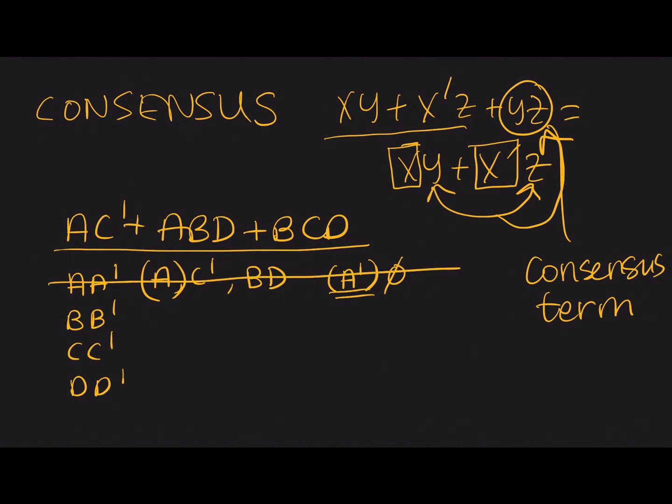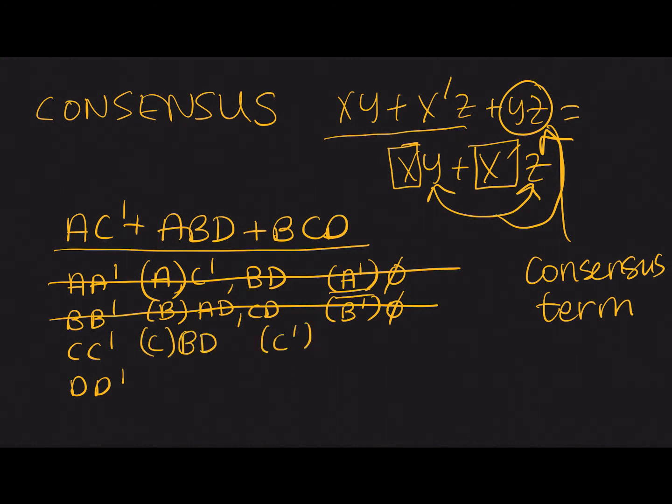If we were to look at B, we would again see that while we have terms that are ANDed with B, there are no terms that are ANDed with B prime. So B, again, is not going to provide any consensus terms. Now we look at C. There's a term with a C, and there's a term with a C prime. If I were to AND together these two things, I wind up with A, B, D. A, B, D is therefore a consensus term, and I can remove it.